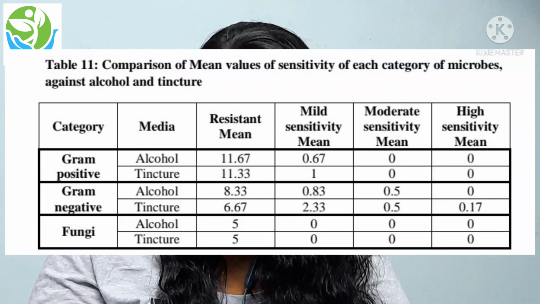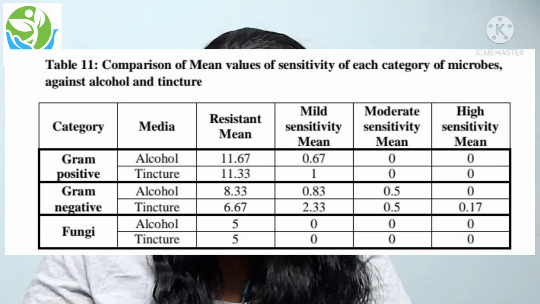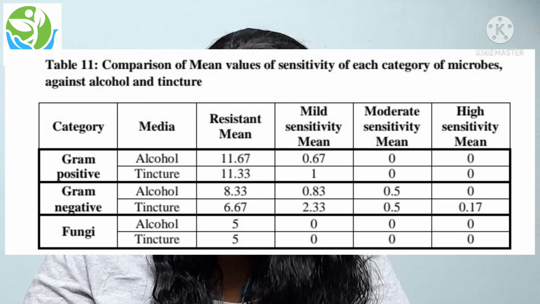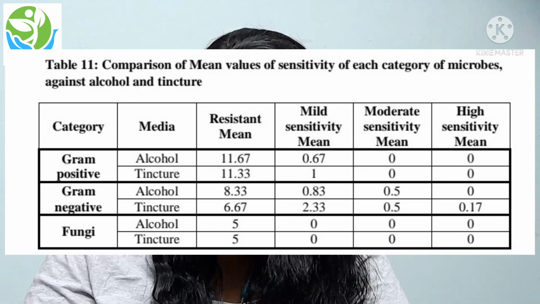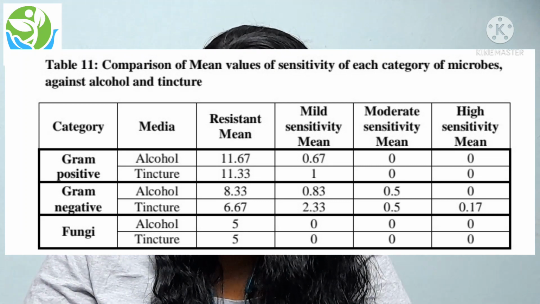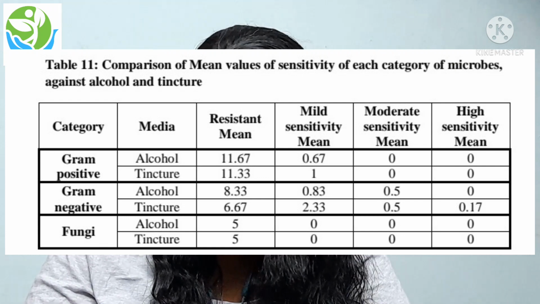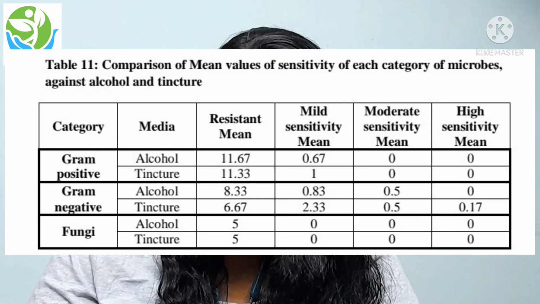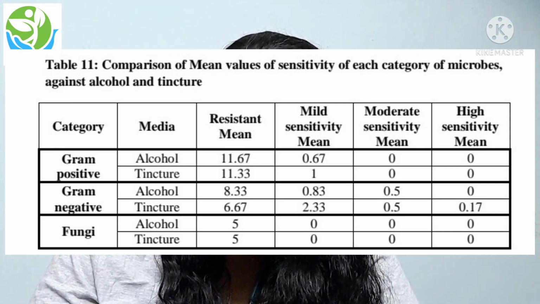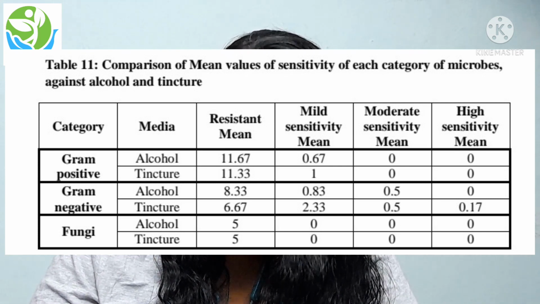So overall, when we club the results, we see that in the gram-positive bacteria, 11.67 were resistant to alcohol and 0.67 were mildly inhibited by alcohol. In gram-positive, for mother tincture, 11.33 were resistant and 1 showed mild inhibition. In gram-negative bacteria, 8.33 were resistant, 0.83 showed mild inhibition and 0.15 were moderately inhibited by alcohol.